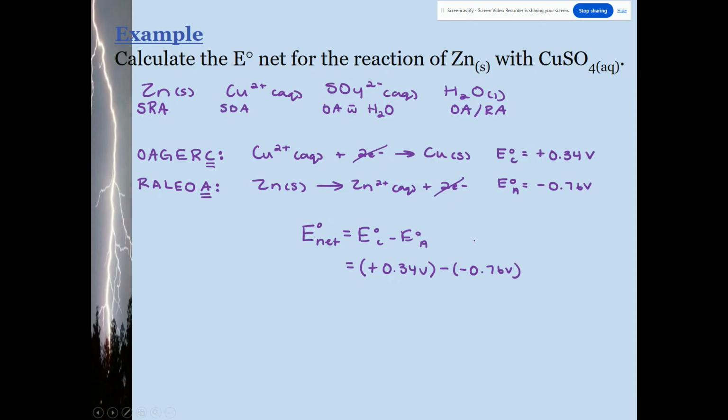So if I do that calculation on my calculator, 0.34 minus negative 0.76, we get an answer of 1.1. Now I need to put positive in front of it, just like we did in the thermochemistry unit, because positive tells us that it is spontaneous, so we want to show that positive. And because I'm adding, my sig digs are decimal places. I have 2 decimal places, so my answer needs 2 decimal places. So my answer will be positive 1.10 volts, and that again shows us that this is a spontaneous reaction taking place in this cell.